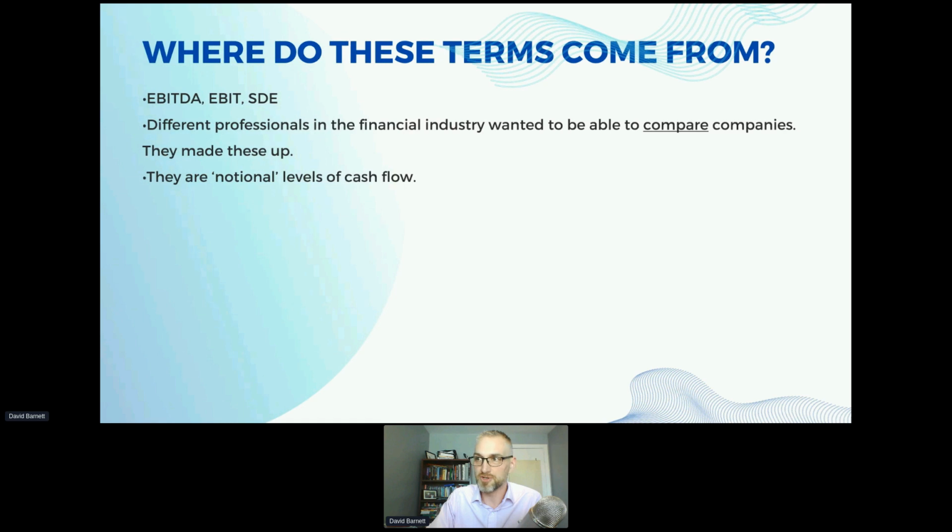Where do these different terms come from? EBITDA, EBIT, SDE. Different professionals in the financial industry who do analysis wanted to be able to compare one company to another. And so they literally made these things up. In the world of financial analysis, we have what we call these notional cash flow levels. And so, what does notional mean?